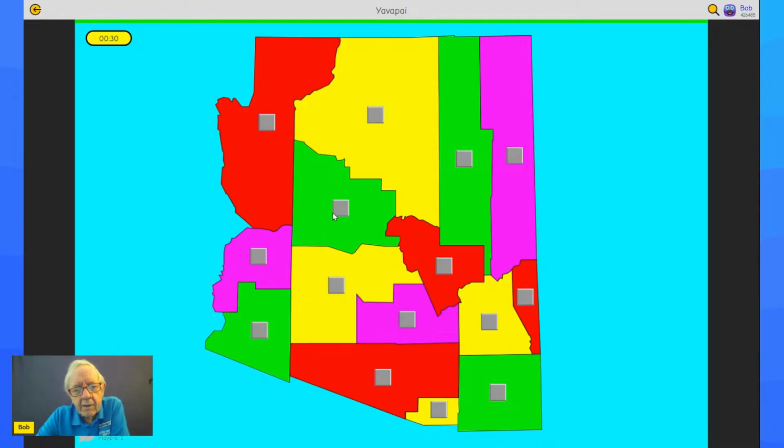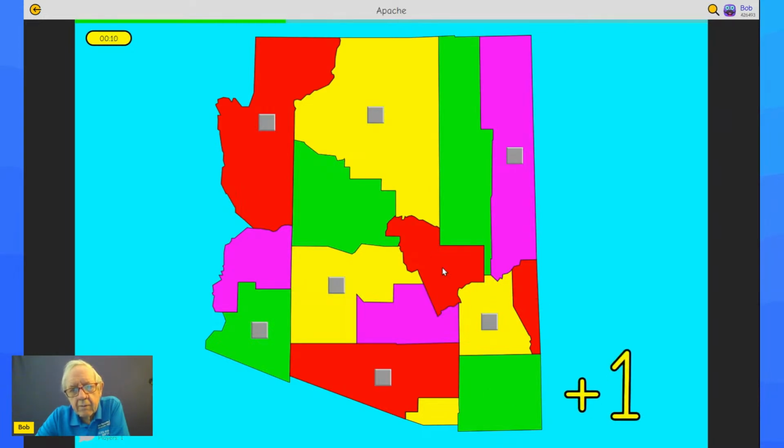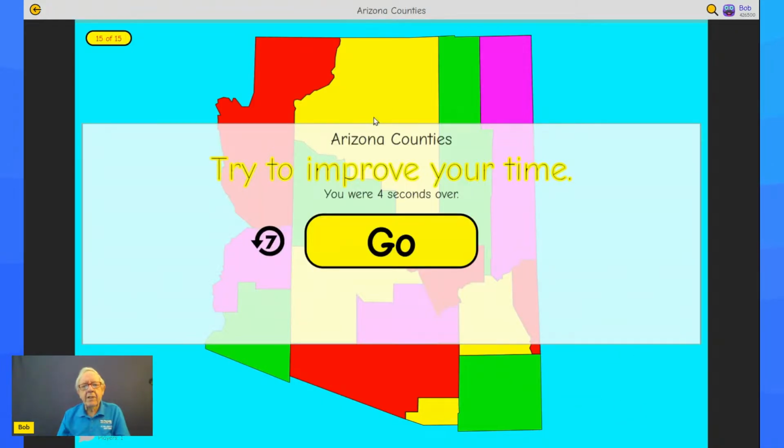Yavapai, La Paz. Where is La Paz? Pima, La Paz, Navajo, Santa Cruz, Pinal, Cochise, Greenlee, Gila, Graham, Apache, Yuma, Graham, Maricopa, Mojave, Pima, and Coconino. I still did not beat the clock.